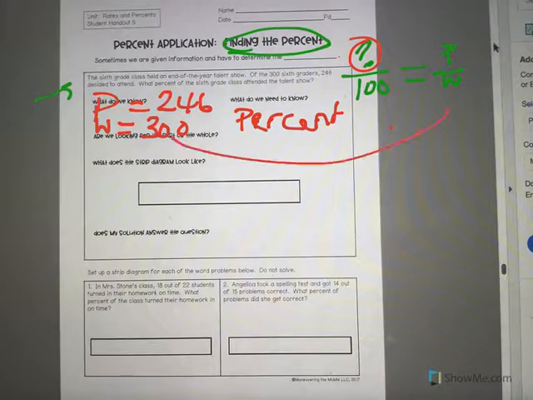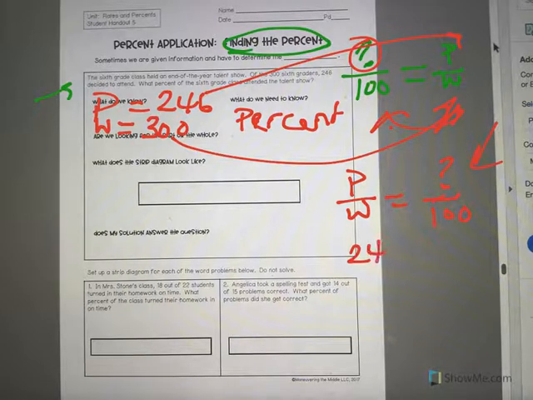So let's start filling things in here. Remember this is an equal sign, so you could flip these around, right? So I like to make this look like this. The question mark I like to always go on this side. It just makes my life easier. Okay, so part. What part is it? 246. And the whole we said was 300. And we are now at 100. And then we need the question mark here.